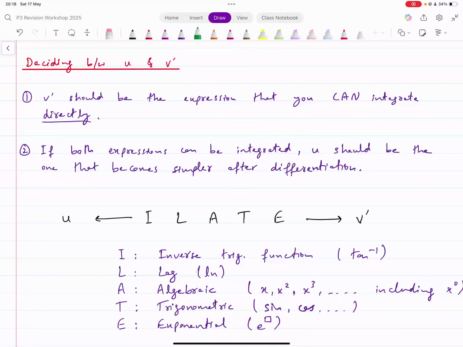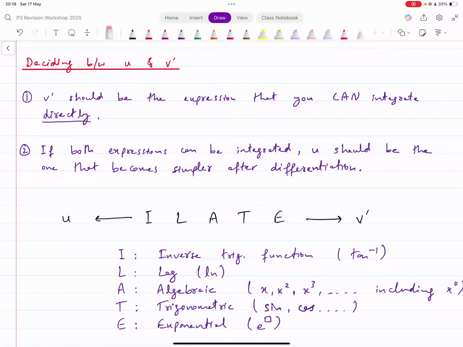If both the expressions can be integrated, then what we do is we take u as the one that becomes simpler after differentiation. For example, let's take x squared, for instance, after differentiation, it becomes 2x. It's becoming simpler after differentiation. So u should be something that becomes simpler. Sine, for instance, does not become simple. Sine becomes cos after differentiation. That's not becoming simple. Ln x does become simple. It becomes 1 over x, right? So u should be something that becomes simpler after differentiation.